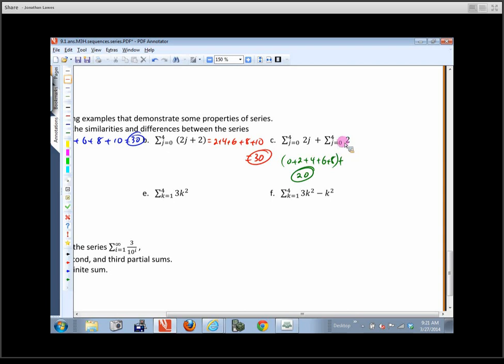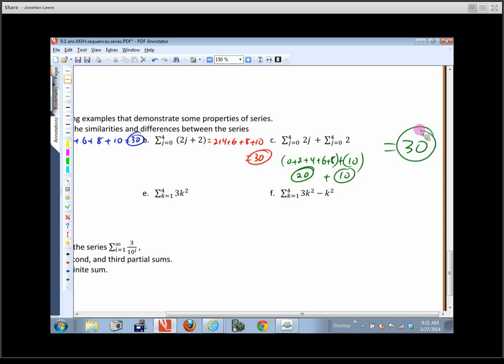How many terms? Count with me. Start where? 0, 1, 2, 3, 4. 5 terms here, right? What are every one of those terms? A 2. So what's the partial sum? 5 times 2 is 10. Okay? So if I add this partial sum to that partial sum, then my answer on this one is 30.